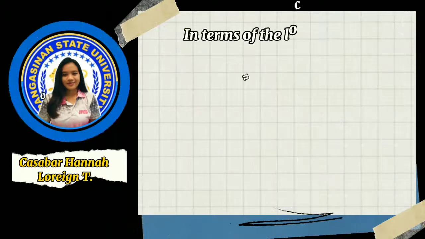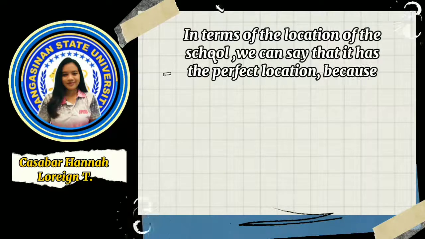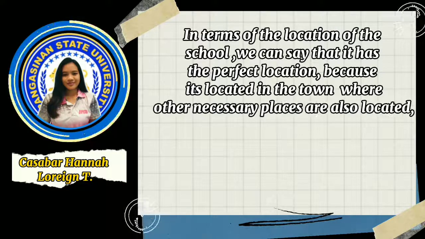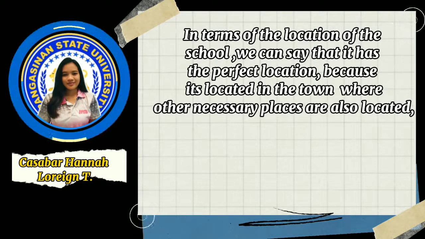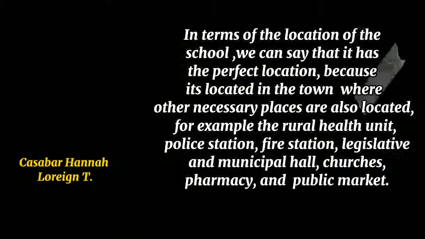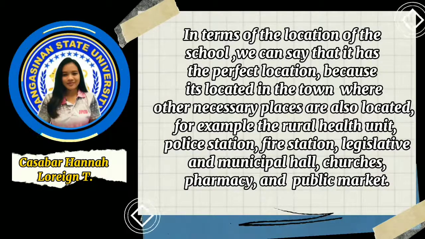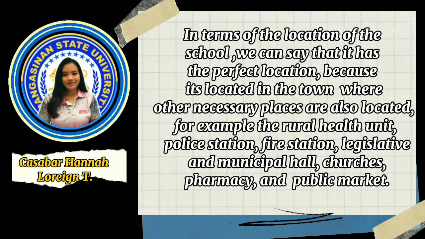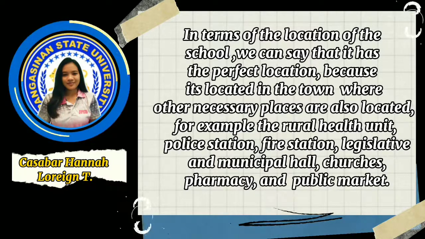In terms of the location of the school, we can say that it has a perfect location because it is located in the town where other necessary places are also located. For example, the rural health unit, police station, fire station, legislative and municipal hall, churches, pharmacies, and public market.